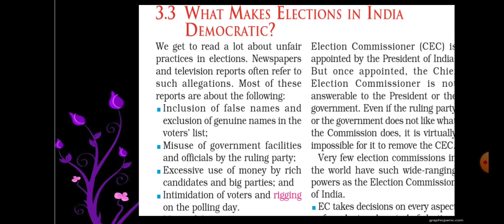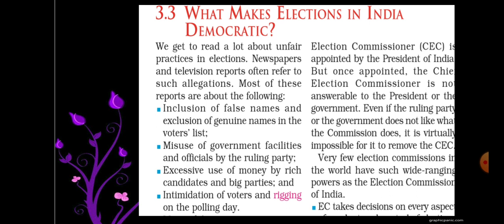We know there is a Chief Election Commissioner in India. This Chief Election Commissioner is appointed by the president. Once appointed, the Chief Election Commissioner is not answerable to the president or the government, even if the ruling party or the government does not like what the commission does. It is virtually impossible to remove a Chief Election Commissioner.